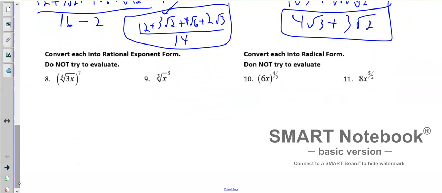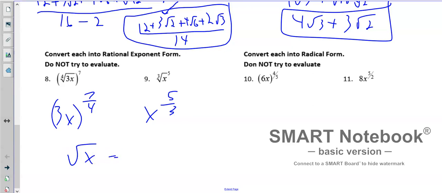Right. Convert each into exponential form. Okay? So the 3x, remember, it's all under the radical, so we put in parentheses. And then it's simply 7 over 4. And here, it's x, and it's 5 over 3. Remember, the cheat for this is, we all know that square root of x equals x to the 1/2. But this is a good thing to put on your cheat card.